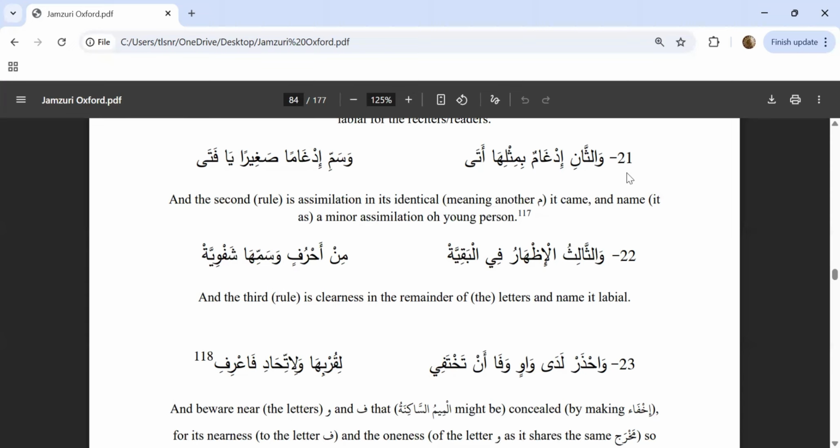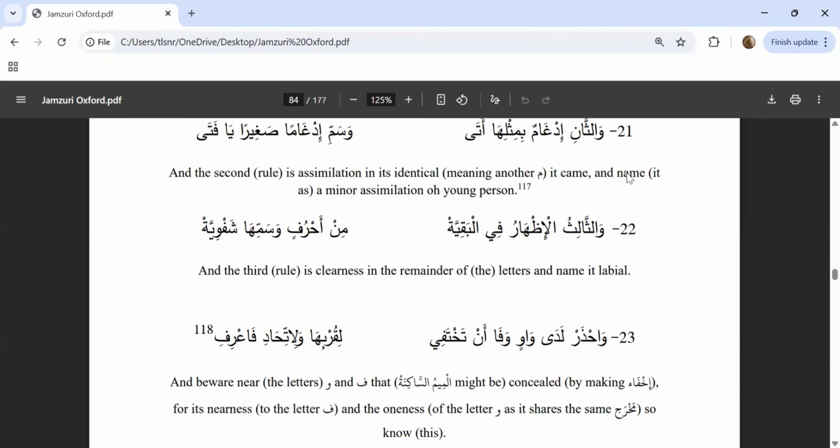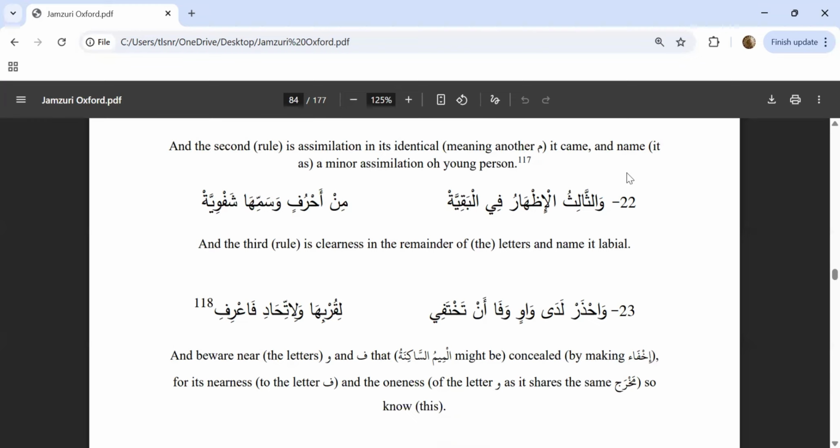And then if we go up to line 22, he tells us the third rule. So he says, والثالث الإظهار في البقية من أحرف وسميها شفوية. So, and the third is clearness. In what? في البقية. In the remainder من أحرف. In the remainder of the letters. وسميها, and there's our command verb, and name it شفوية, and name it labial.